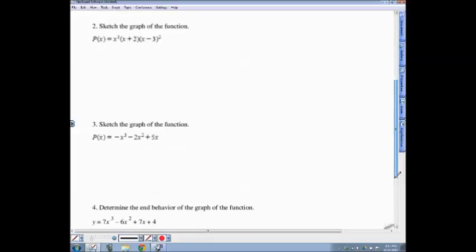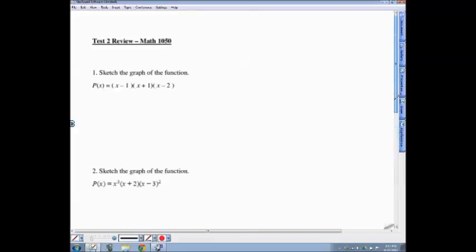And I believe question 4, yeah, all 4 of those questions are from section 3.2, polynomials and their graphs. So question 1, we are to sketch the graph of the function. Same directions as on question 2.